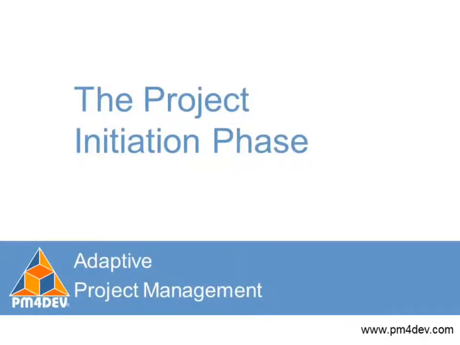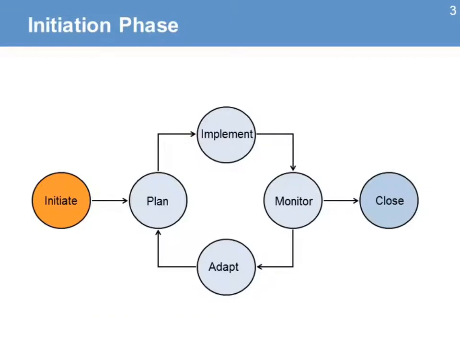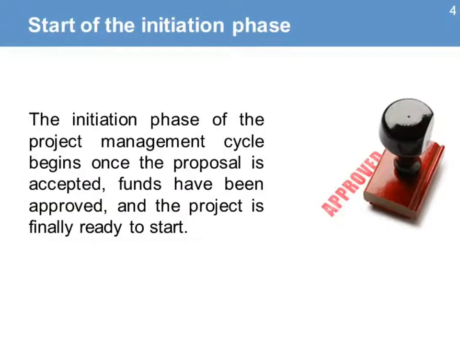The project initiation phase. The project initiation phase is the first phase of the project management cycle, and it provides the information needed in the planning phase. The initiation phase of the project management cycle begins once the proposal to the donor is accepted and the funds have been approved and the project is finally ready to start.